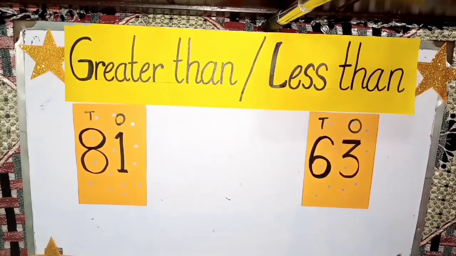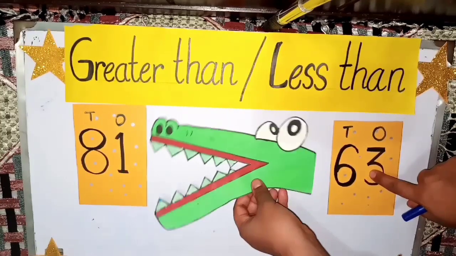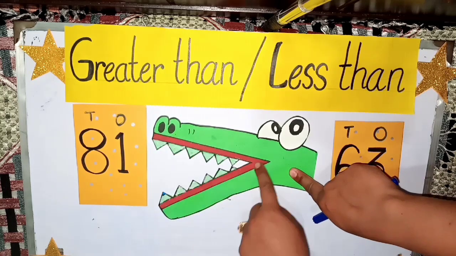Mr. Crocodile checks their tens first. This number 81 is having 8 tens and this number 63 is having 6 tens. So which number is having more number of tens? Which number will be eaten by Mr. Crocodile? Yes, number 81 is bigger because it is having more number of tens. So Mr. Crocodile will open its mouth towards the number 81 like this. Look at its mouth.